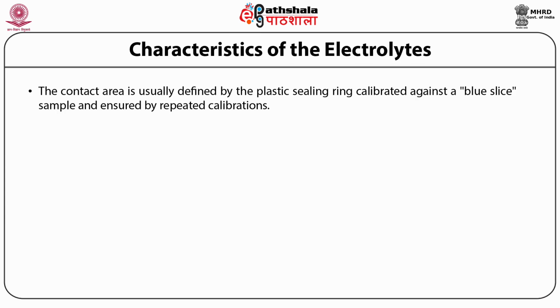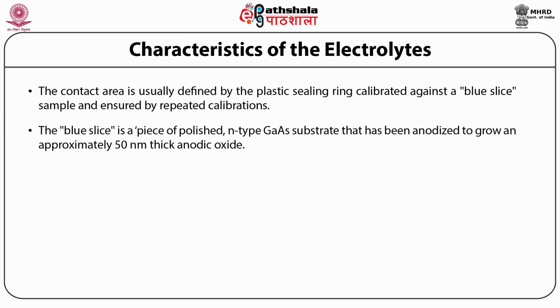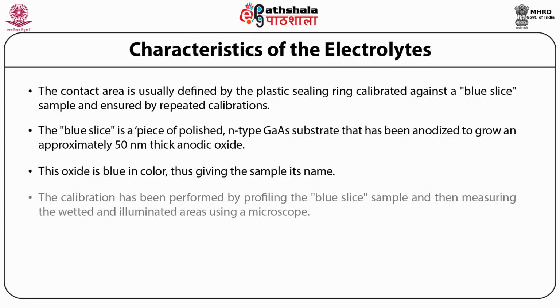The contact area is usually defined by the plastic sealing ring, calibrated against a blue slice sample and assured by repeated calibration. The blue slice is a piece of polished N-type gallium arsenide substrate that has been anodized to grow an approximately 50 nanometer thick anodic oxide. This oxide is blue in color and thus gives the sample its name. The calibration is performed by profiling the blue slice sample and then measuring the wetted and illuminated areas in a microscope.